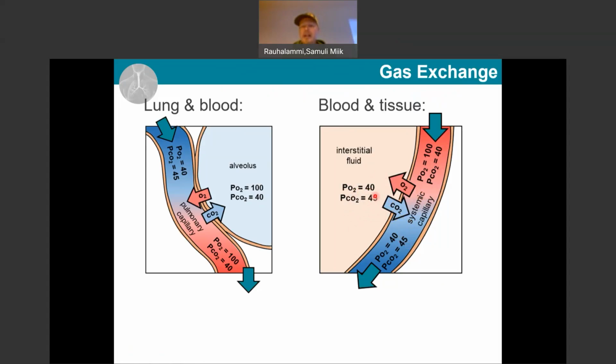So carbon dioxide leaves the cells and goes to the systemic capillaries. I hope that makes sense. The big thing to notice there is that it's due to the partial pressures, from areas of high concentration to low concentration. That's how we established what gas moves where.